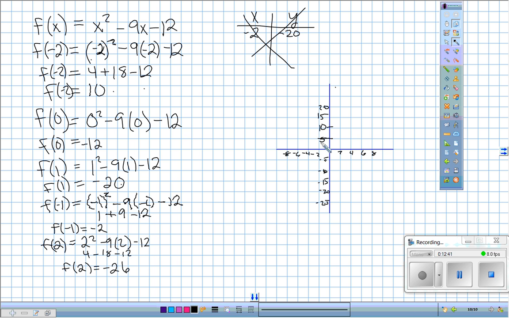Okay, so at f of -2, I have 10. So at -2, I have +10. I'm sorry, +10. And at f of 0, I have 12. At 1, so this is right here, I have -20. At 2, I have -26. So what point did I miss? -1, so at -1 I have -2.